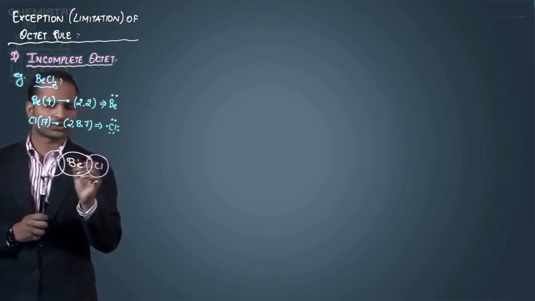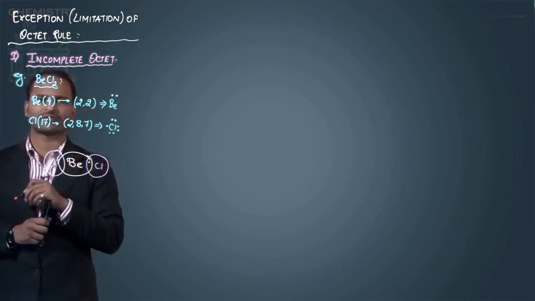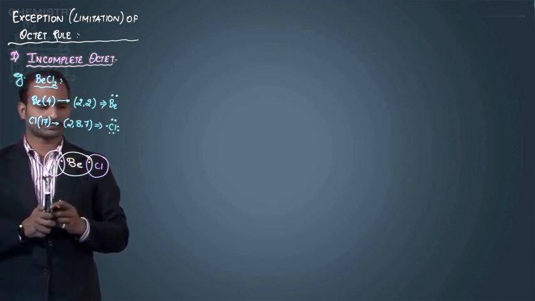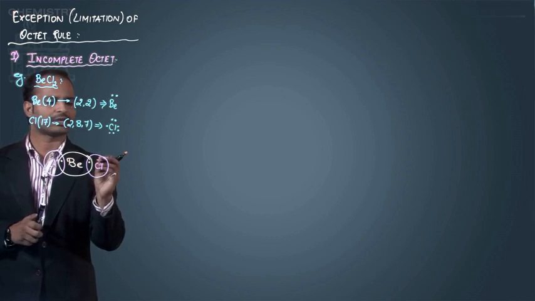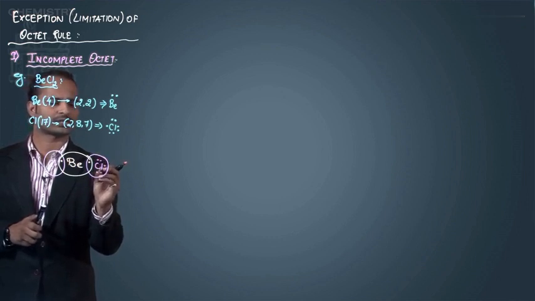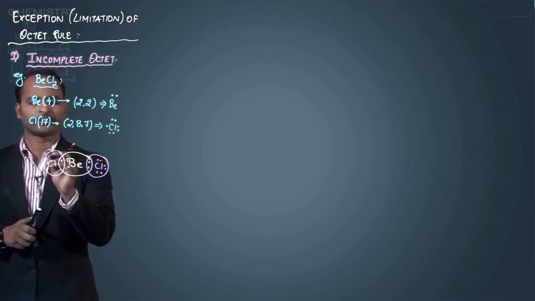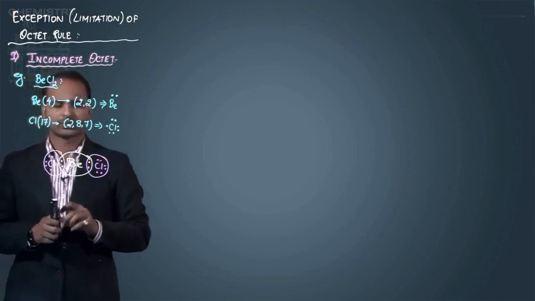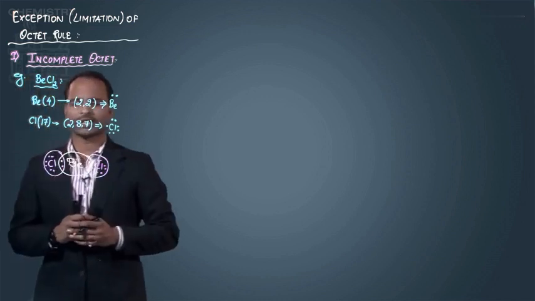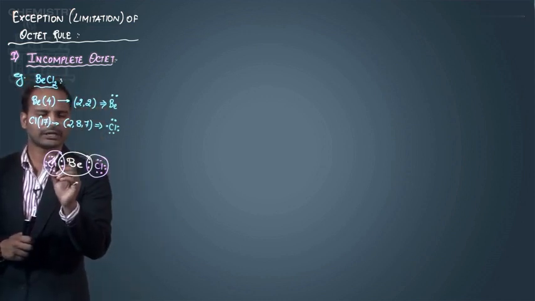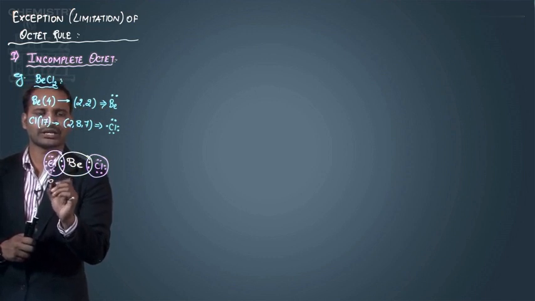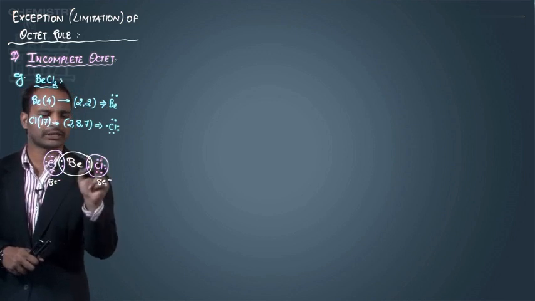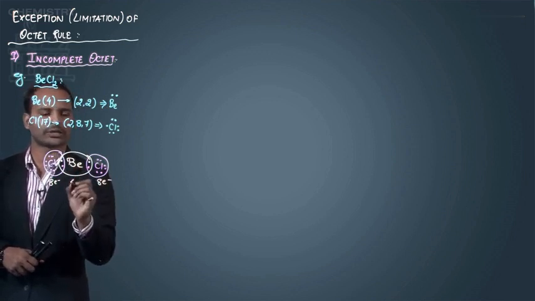Since beryllium has 2 electrons in the outermost orbit, it will share 1 electron with this chlorine and 1 electron with the other. The same thing happens with chlorine. Chlorine has 7 electrons in the outermost orbit, 2, 2, 4, 2, 6, and the 7th electron will be shared. Same thing here. So ultimately the beryllium chloride has been formed. In this molecule, you can see that this chlorine has 8 electrons, and this chlorine also has 8 electrons. What about beryllium? Beryllium contains only 4 electrons.